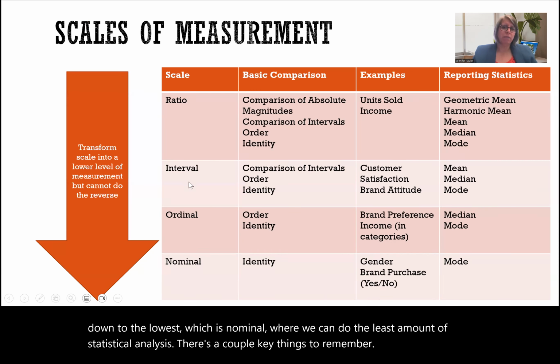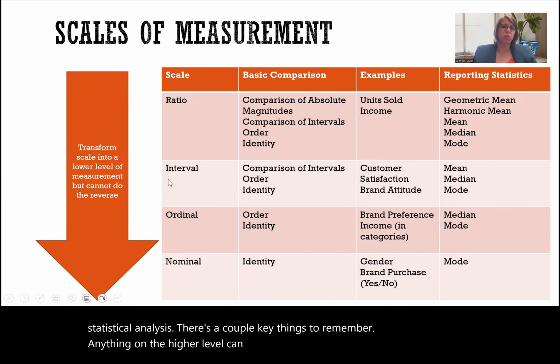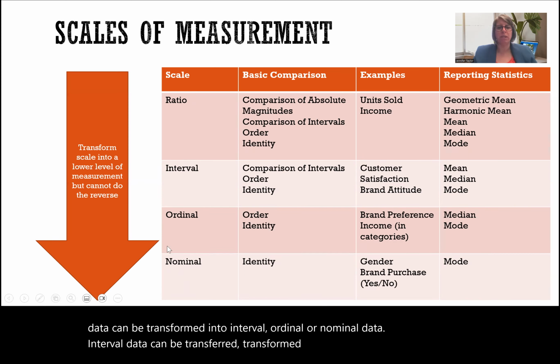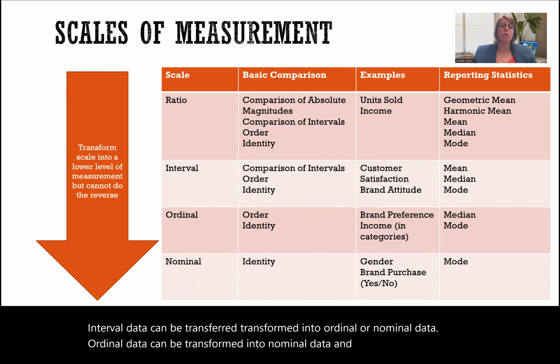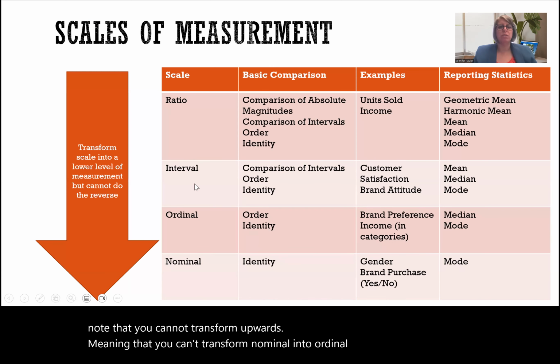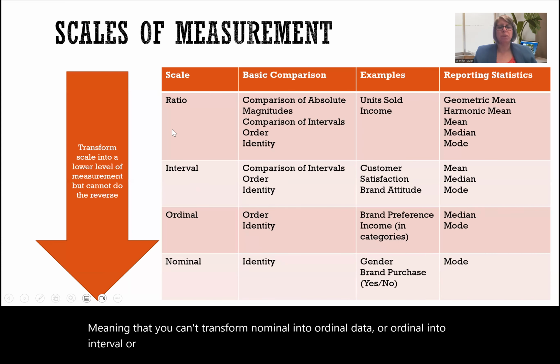Anything on the higher level can be transformed into what is below it. So ratio data can be transformed into interval, ordinal, or nominal data. Interval data can be transformed into ordinal or nominal data. Ordinal data can be transformed into nominal data. And it's also important to note that you cannot transform upwards, meaning that you can't transform nominal into ordinal data, or ordinal into interval, or interval into ratio.